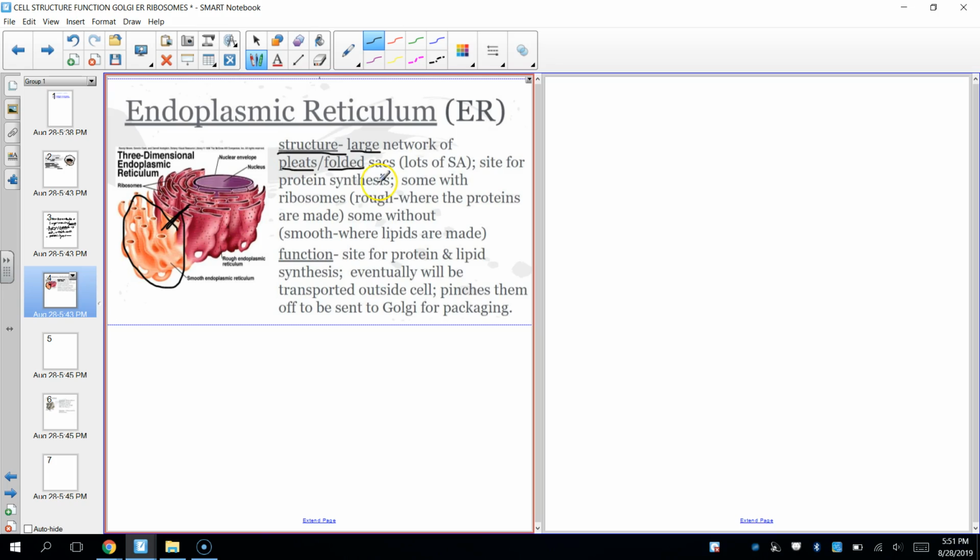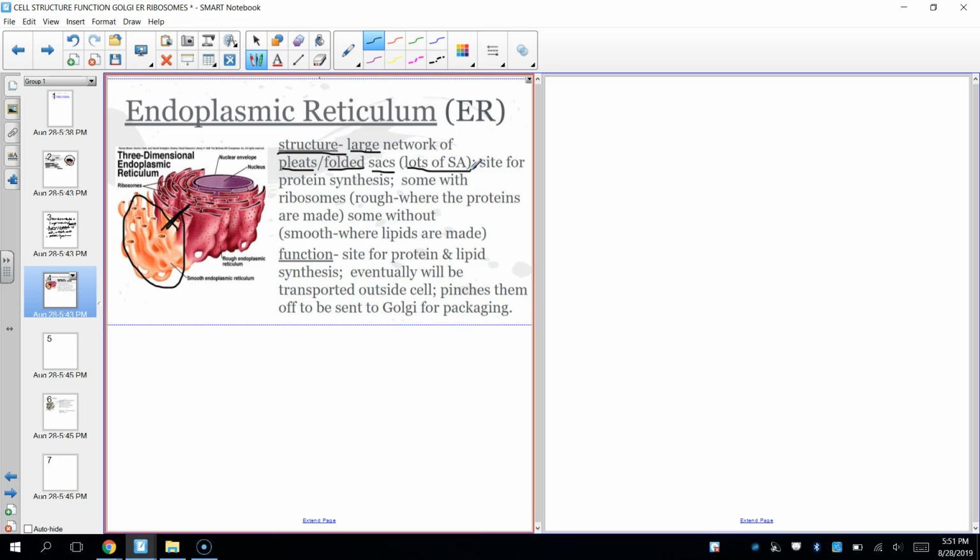And this is actually where protein synthesis occurs. Protein synthesis is how the cell makes proteins. It is the production of proteins. So these folded sacs, again, we have lots of surface area here, just like we have with the Golgi complex, the mitochondria, the chloroplasts.